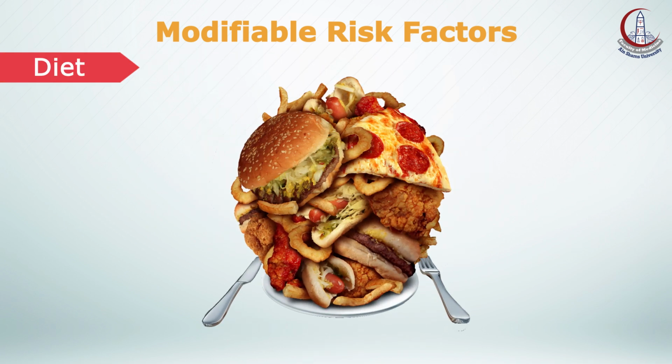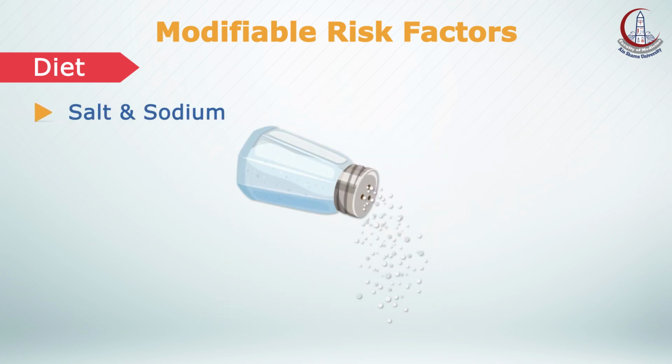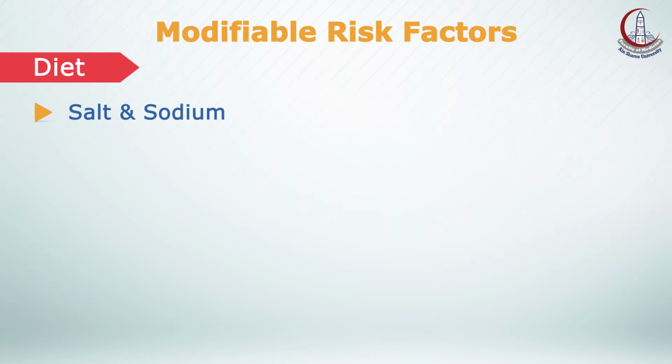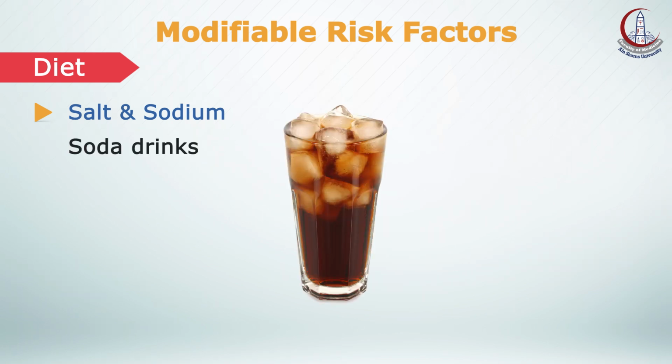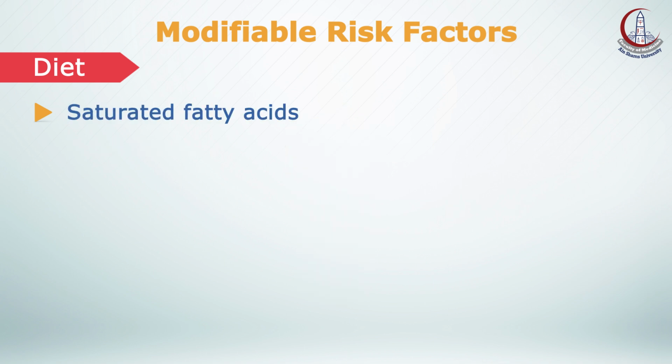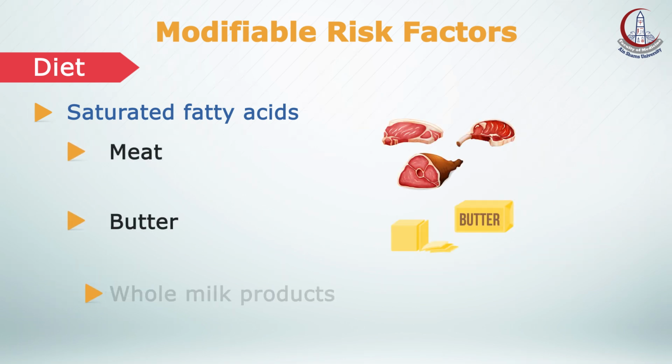Diet is another modifiable risk factor of hypertension. High salt and sodium intake in food is a risk factor. A major source of sodium is soft soda drinks. High saturated fatty acids intake increases the risk of hypertension. The major sources of saturated fatty acids are fats of animal origin, fats in the meat, butter, and whole milk.